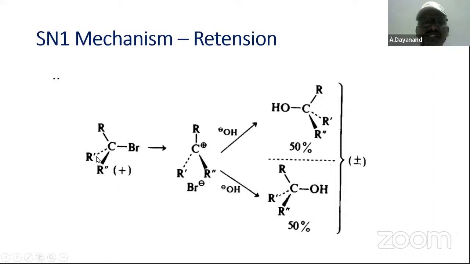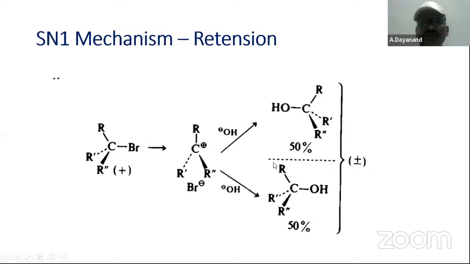Looking at the SN1 mechanism again, this is a tertiary alkyl bromide. It gives a carbocation intermediate. In the presence of OH minus, it gives 50% plus as well as 50% minus. Why is it like this? Just now I discussed this also. Here, what type of carbon is this? It is an sp3 hybridized carbon. Therefore, it is converted into an sp2 hybridized, trigonal planar carbon.